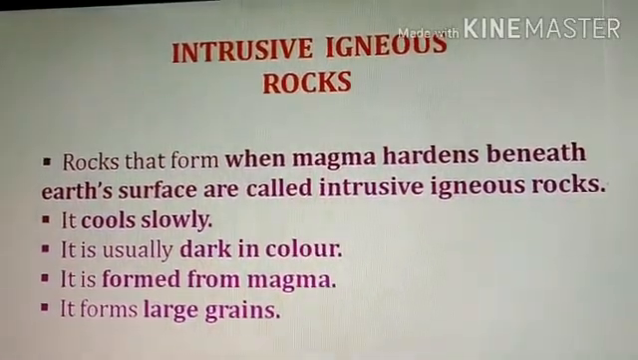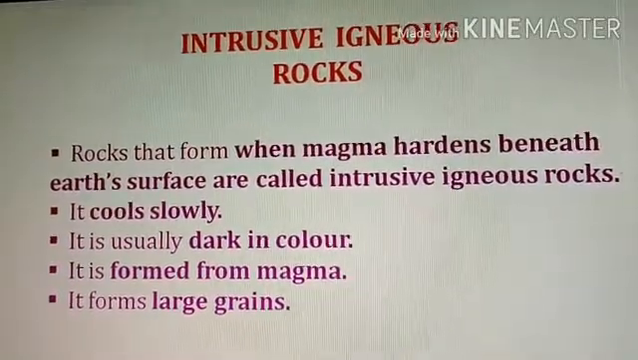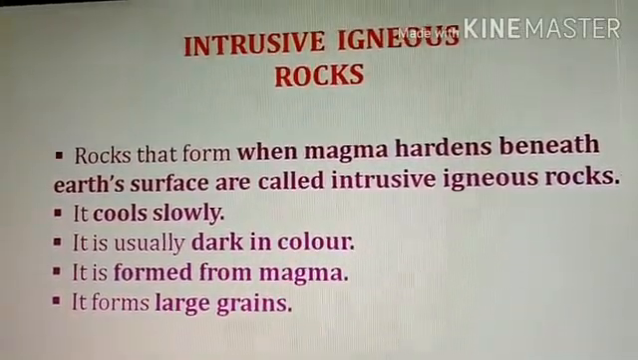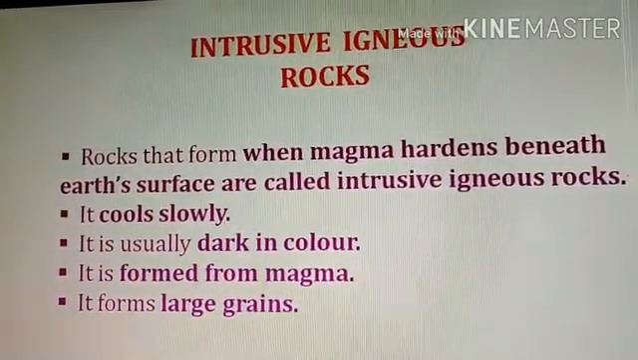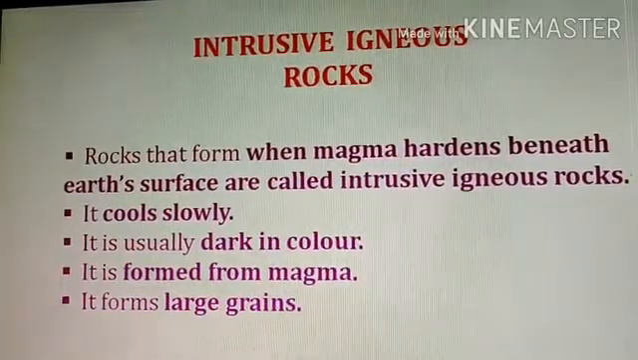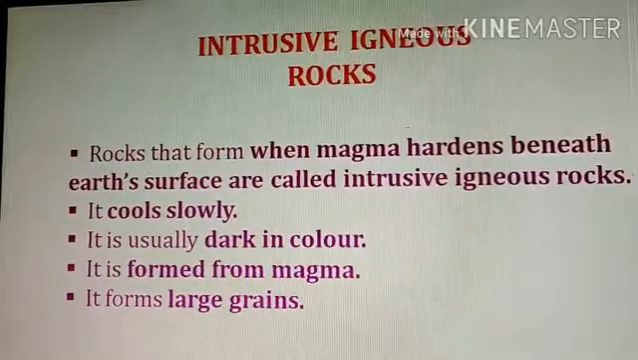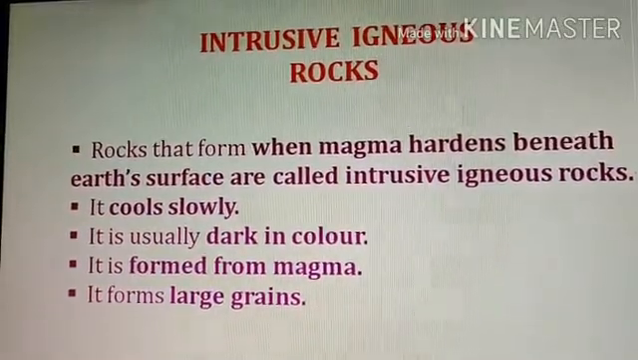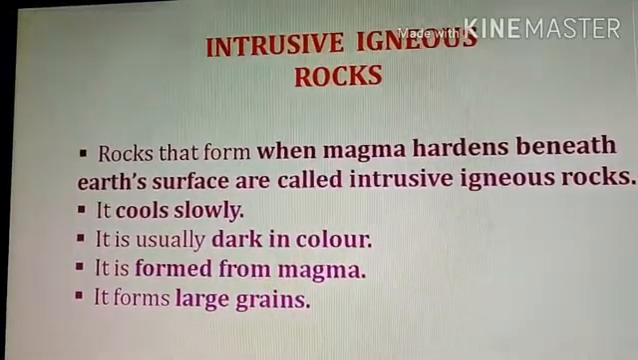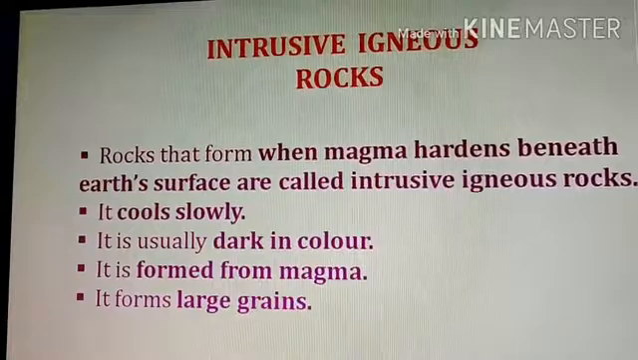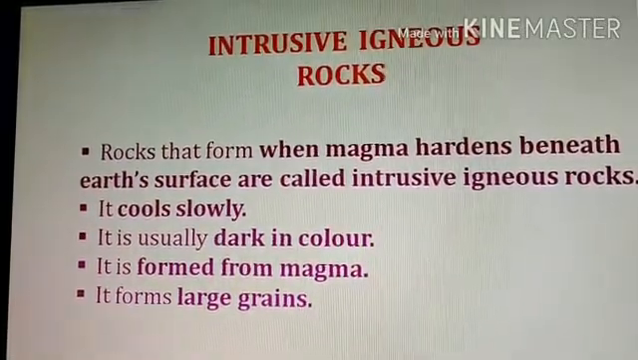Let's point out the main features of intrusive igneous rocks. Rocks that form when magma hardens beneath the earth's surface are called intrusive igneous rocks. It cools slowly. It is usually dark in color. It is formed from magma. It forms large grains. These are the main features of intrusive igneous rocks.